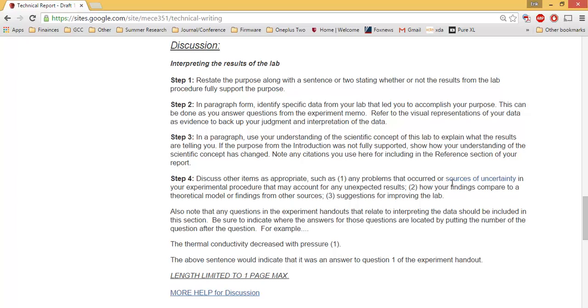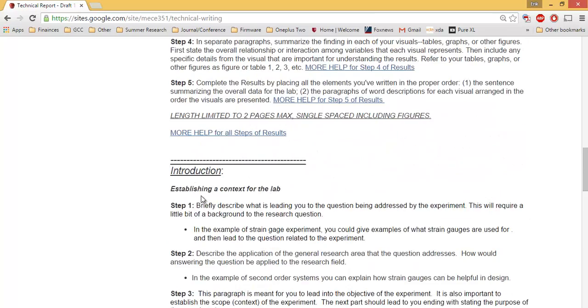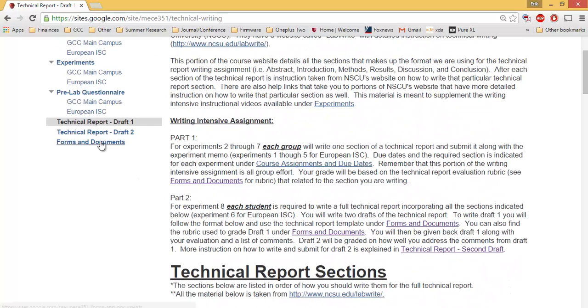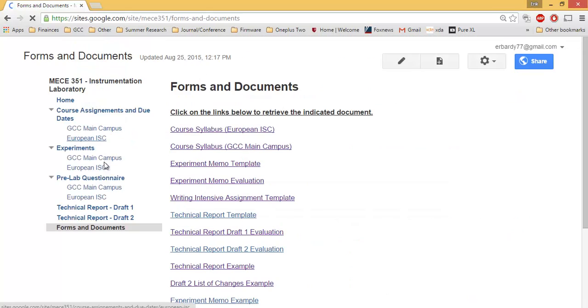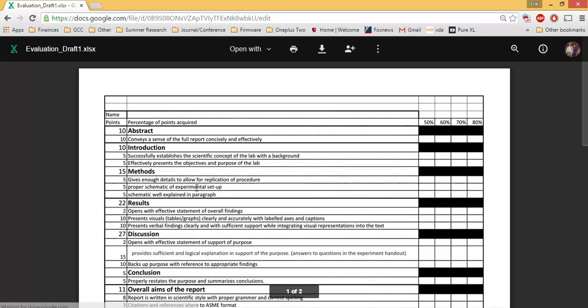Once you actually write up your discussion section, you can go back and critique it and make changes to it based on how it's going to be graded. So if you go under Forms and Documents and then bring up Technical Report Draft 1 Evaluation, and you scroll down to where it talks about discussion, it'll tell you the rubrics and how it's going to be graded.